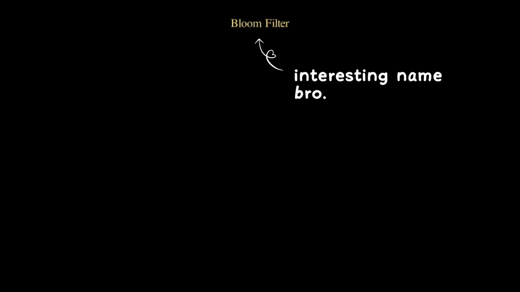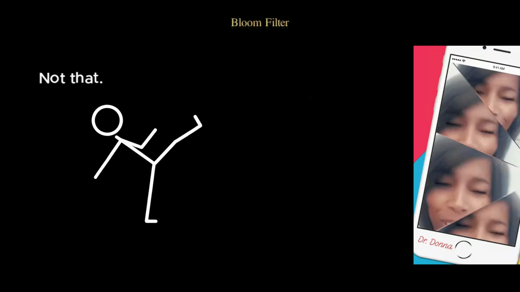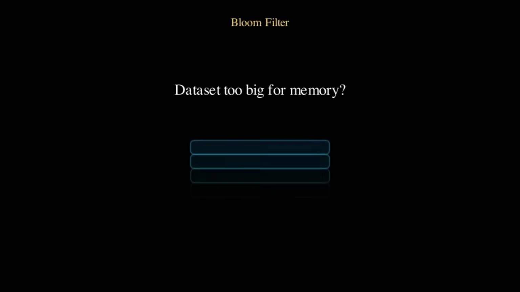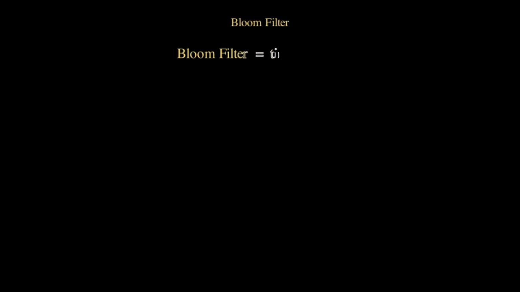The next data structure on the list is a bit lesser known. It's called the Bloom filter. Yes, it sounds more like a feature on a phone editing app than an actual data structure, but still, this one is quite interesting. Ask yourself, what if your dataset is so massive that even a hash set can't fit it in memory? The Bloom filter is the answer.